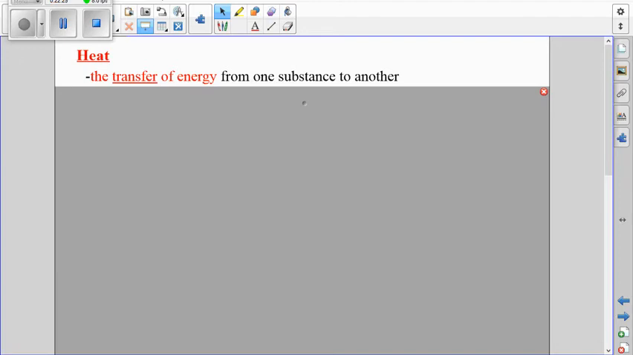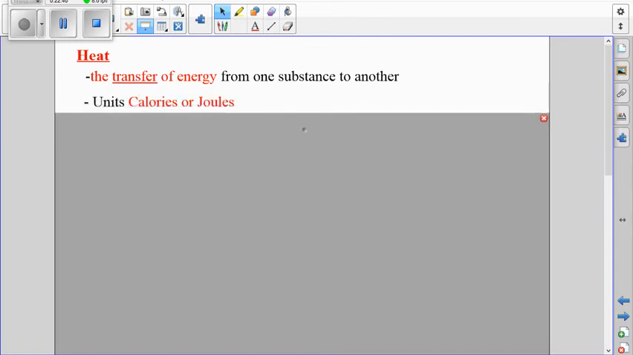Heat is the transfer of energy from one substance to another. So when I'm talking about heat, we're talking about energy being transferred. It's on its way. It's moving somewhere. And the units will be in calories or joules.